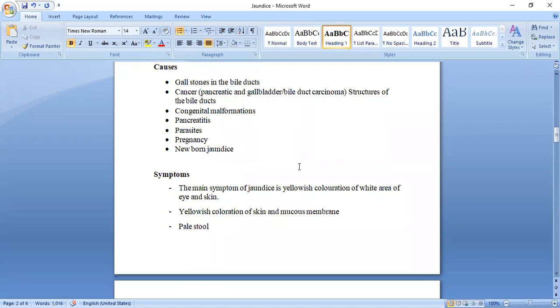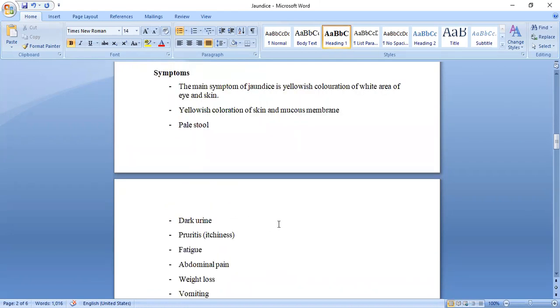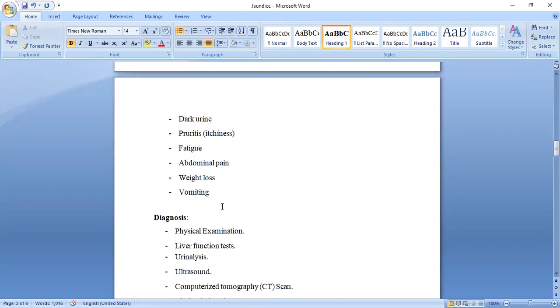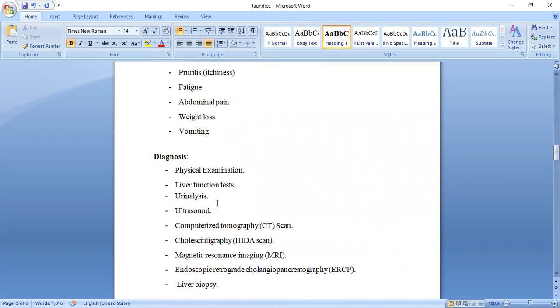What are the signs and symptoms of jaundice? Yellowish eyes, yellowish skin, pale stool, dark urine, pruritus, that is itching, fatigue, weakness, abdominal pain, weight loss, vomiting. Okay, diagnosis, physical examination. What will they check here? By seeing the patient, the doctor can diagnose what? The yellowish eyes, skin, isn't it? And by palpating the liver.